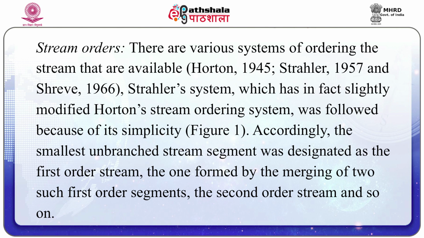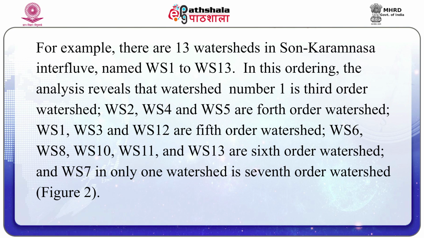According to it, the smallest unbranched stream segment was designated as a first order stream, the one formed by the merging of two such first order segments, a second order stream, and so on. For example, there are 13 watersheds in the Sonkara-Nassau interflow named watershed 1 to watershed 13.